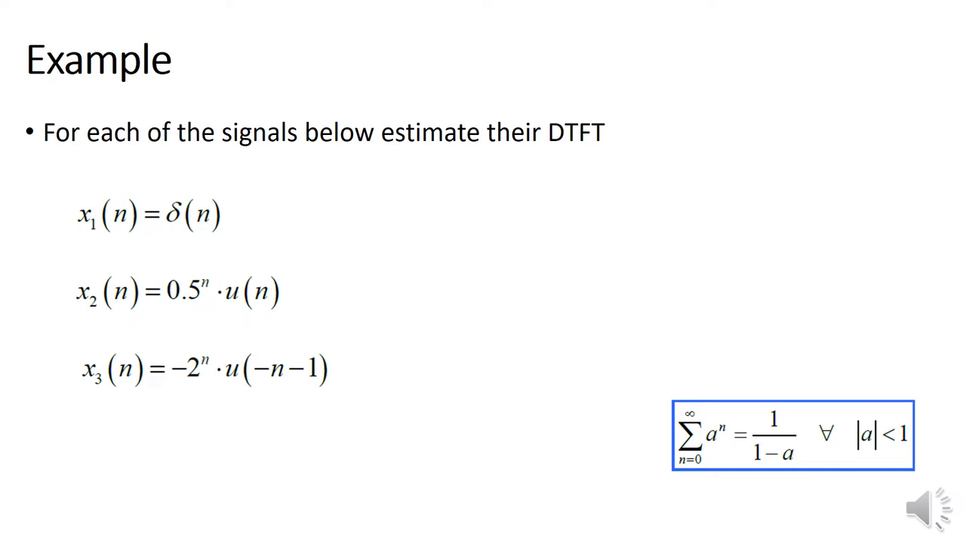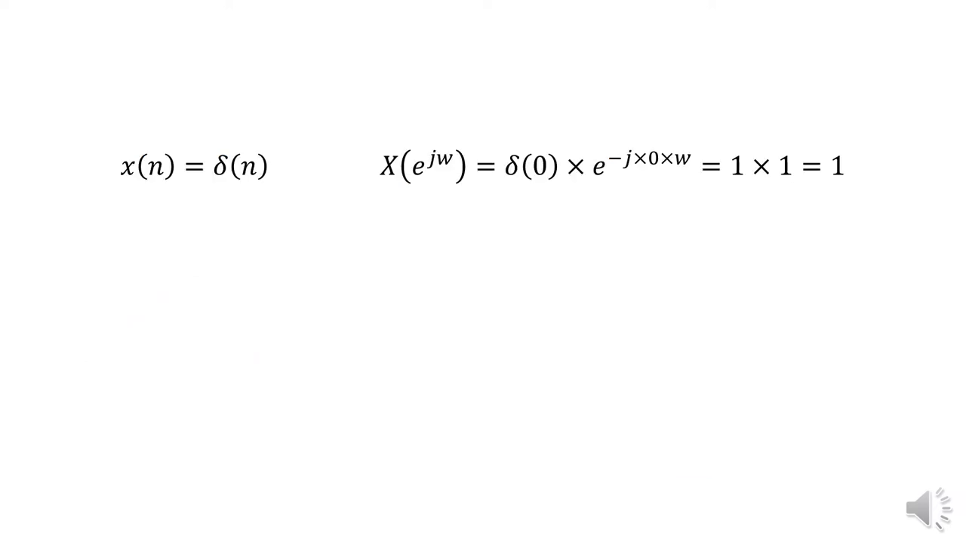So we'll go to the first example. In here x[n] is equal to delta[n]. So according to the definition, X(e^jω) is equal to the sum from n equals minus infinity to plus infinity of x[n] multiplied by e to the power minus j n omega, right? But as you all know, the delta[n] function exists only at n equals 0. Therefore, we don't have to substitute all those n values from minus infinity to plus infinity. We will substitute only n equals 0. So delta[0] multiplied by e to the power minus j 0 multiplied by omega. Therefore, when we multiply these two, what we get is 1 multiplied by 1, which is equal to 1. So the DTFT of delta[n] is equal to 1.